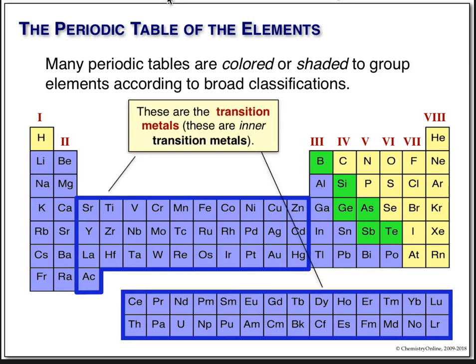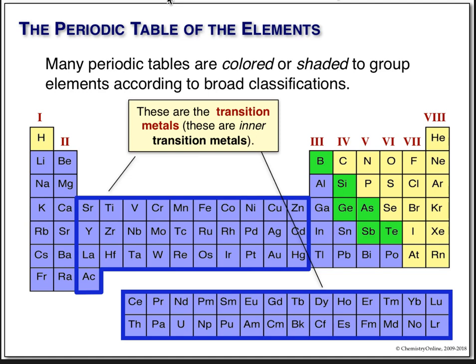These guys in between the representative elements are the transition metals. Just like the semi-metals are a transition from metal to non-metal, these guys are a transition from group 2 down here to group 3 in many of their properties. These guys are also transition metals. They're called the inner transition metals.